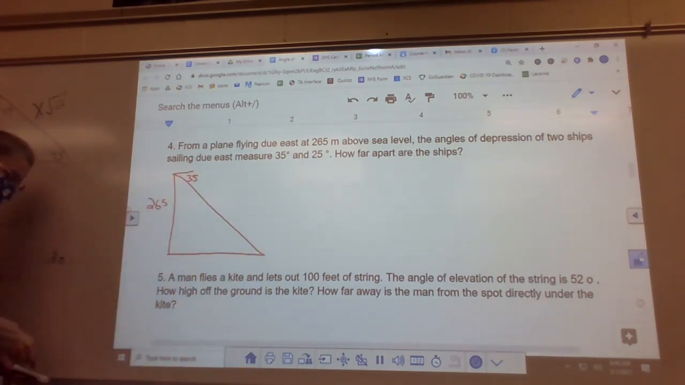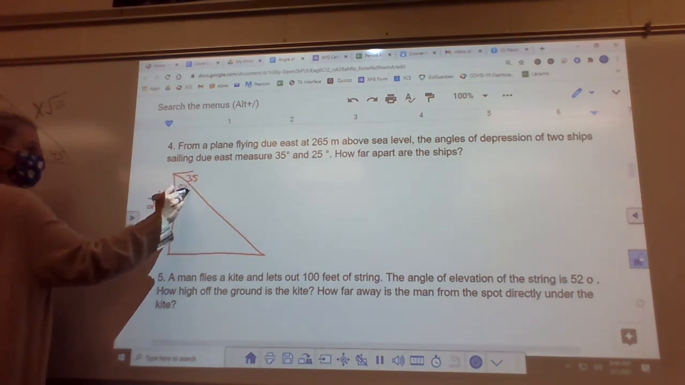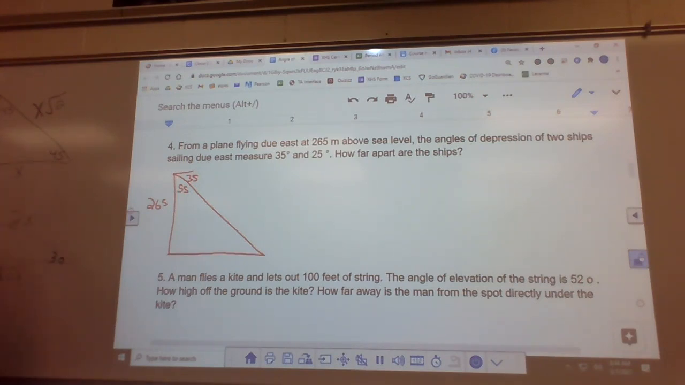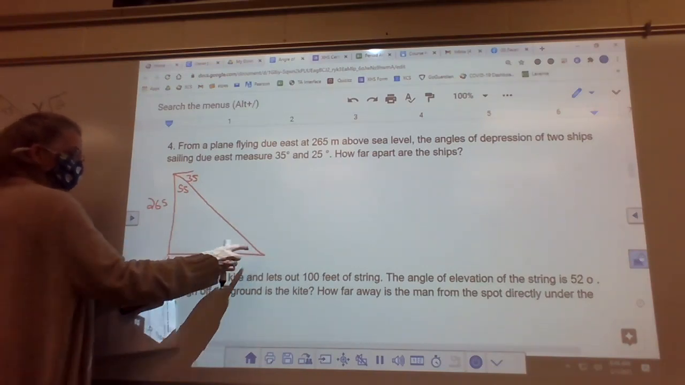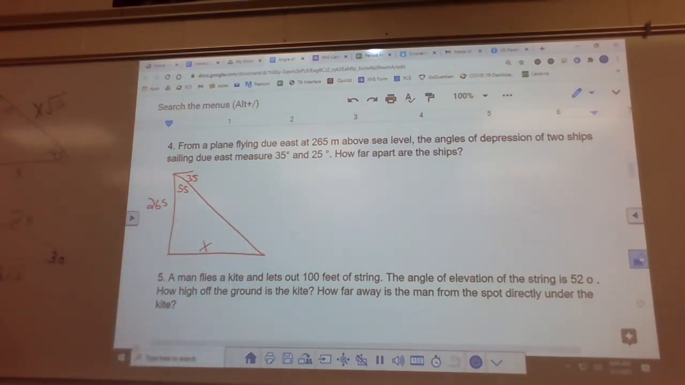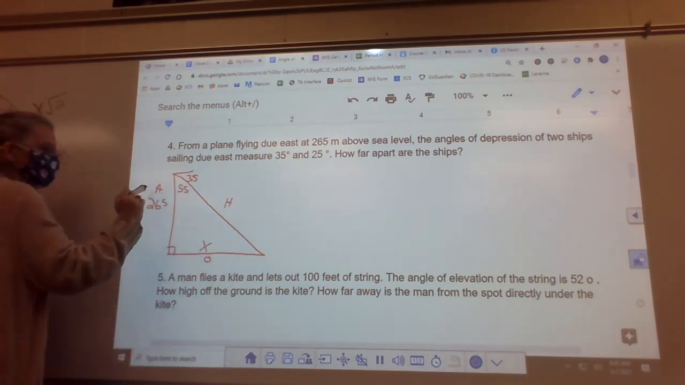So this is 35. How many degrees is going to be actually inside the triangle? 90. Oh. Together they add up to 90. So inside is going to be 55. And it wants to know how far apart the ships are, which would be basically sea level. I want to know this distance. So that's going to be an X. So that's the first problem. I'm just dealing with the 35 right now. Well, here's my 90. This is H. Opposite, adjacent.